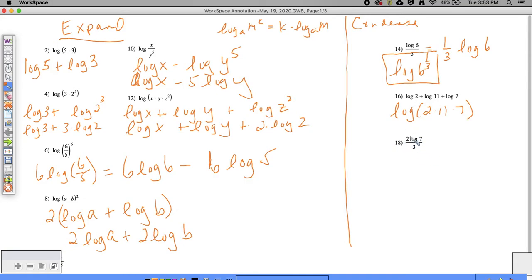And then this one over here, again, this is the same thing as 2/3 times the log of 7, which we can rewrite as, yep, you guessed it, 7 raised to the 2/3 power, okay? And remember, this is 6 to the 1/3 power. Okay, so these are some problems.